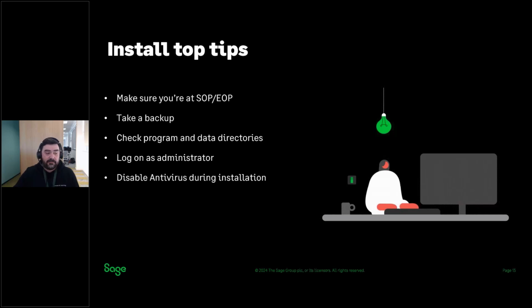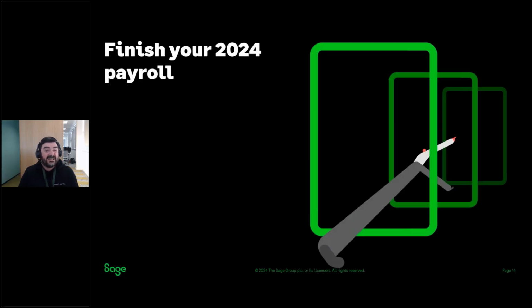So that's your first step, and I know that some of you will have already completed that. So let's now move on to finishing your 2024 payroll. Now this step is exactly how it sounds. It means you'll be processing your payroll for all remaining pay dates in 2024. And if you pay your employees weekly, fortnightly, or 4-weekly, you may need to process what's known as an extra pay period.